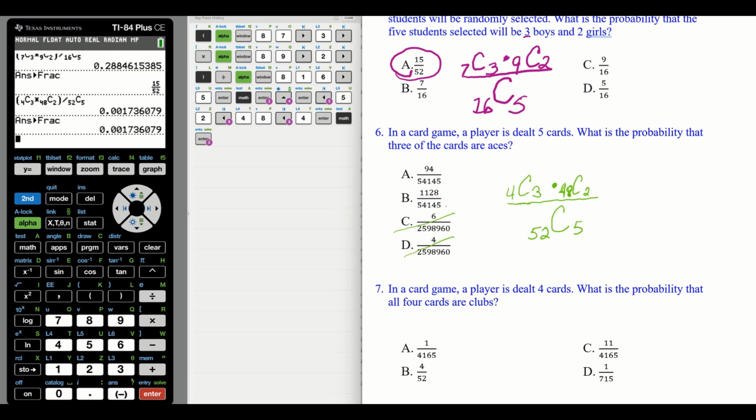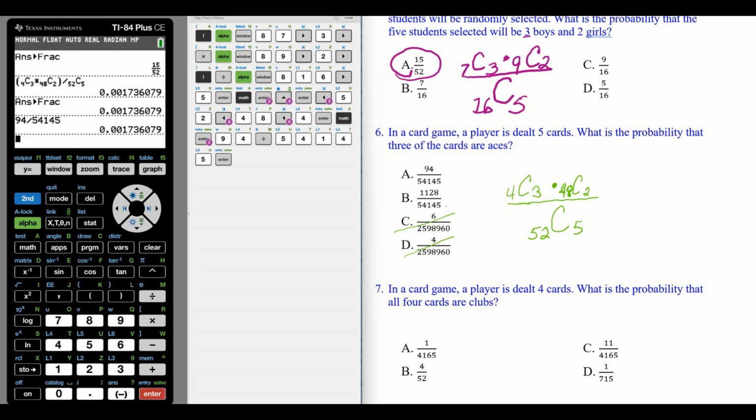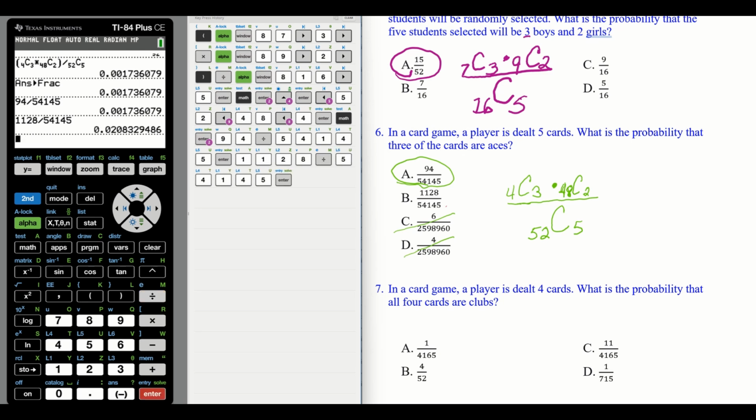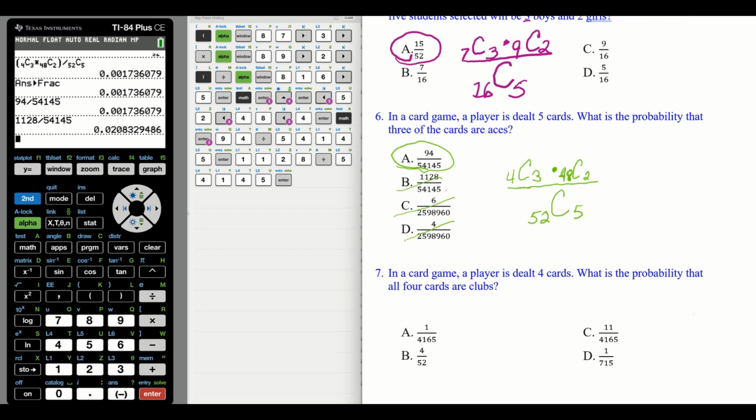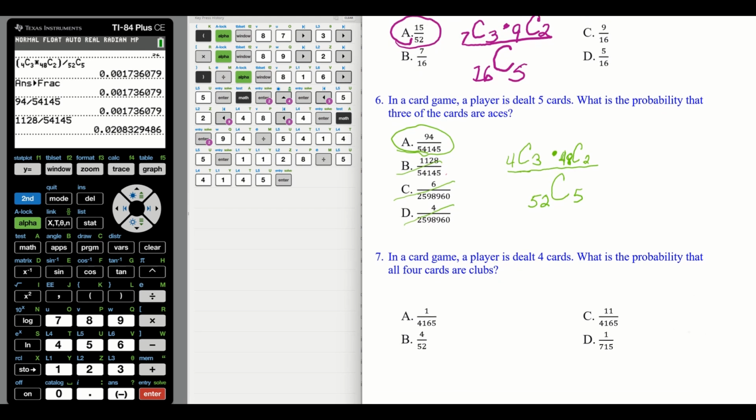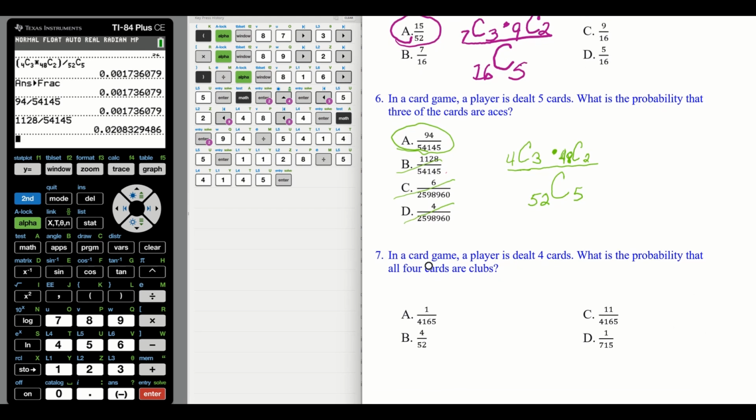This gives me A and B. So I'm going to try A first. 94 divided by 54145. Enter. And we have it. That works. Now, just to be sure, try B. 1128 divided by 54145. No, it's not going to work. Okay. Just be aware that sometimes that's as far as your calculator can go. Also, you can make sure you update. Sometimes updates may capture some of this as TI enhances their products.